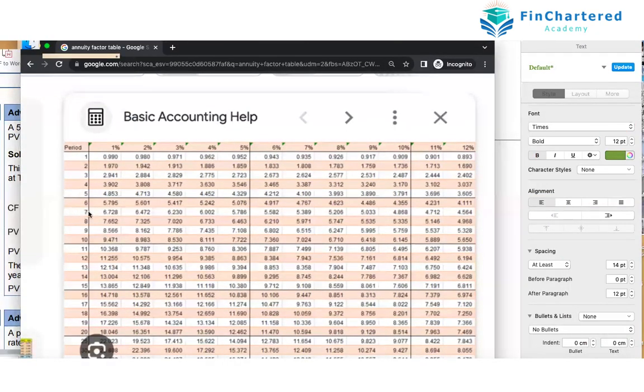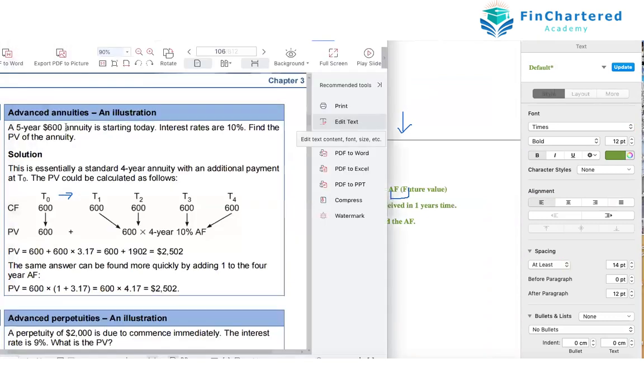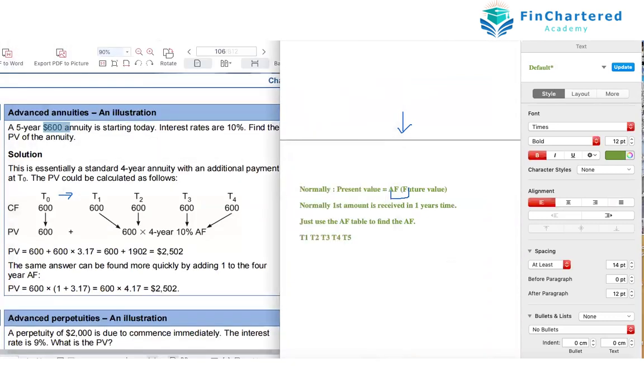Normally, again, I don't mind explaining again. Normally, I'm putting it in blue, 10%, 5 years. So you will take an annuity factor of 3.791, right? And you will multiply the future value. How much is the future value? You're getting 600. So 600 into 3.791 is 2,274.6. This is what normally happens.